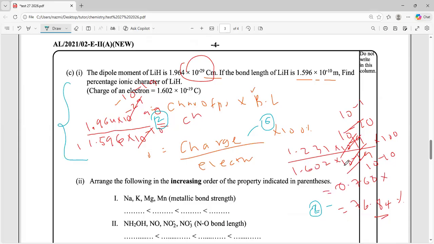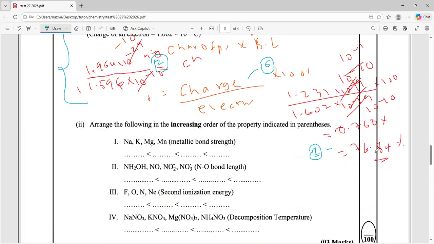When you're substituting, you have to substitute with the unit, otherwise you won't get the substitution marks. For the final answer, only 2 marks. But if you have just substituted, you get the marks for the equation, including that.